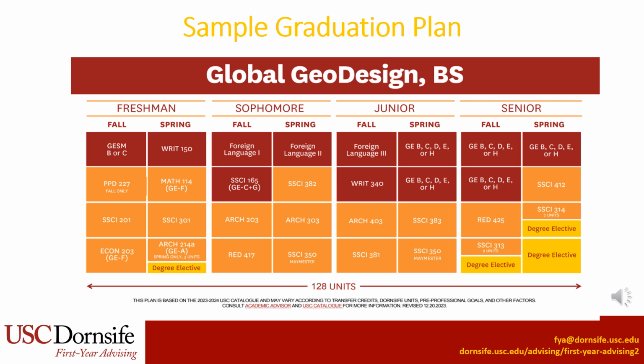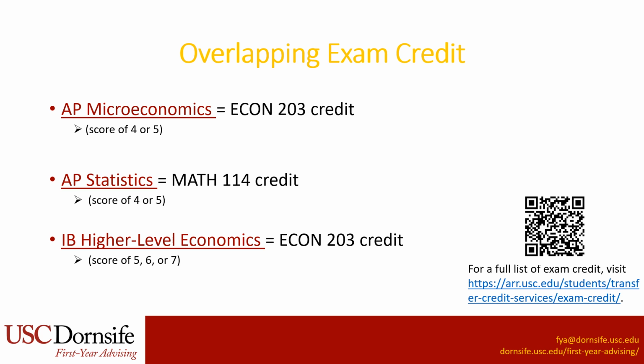And here's the sample graduation plan for the Global Geodesign program. So there are, again, similar to the geodesign major, you will receive some AP exam credit, and that will also fulfill some of your lower division requirements. So AP Micro, again, will cover Econ 203, AP Stats, Math 114, and IB Higher Level Econ, also Econ 203 credit.